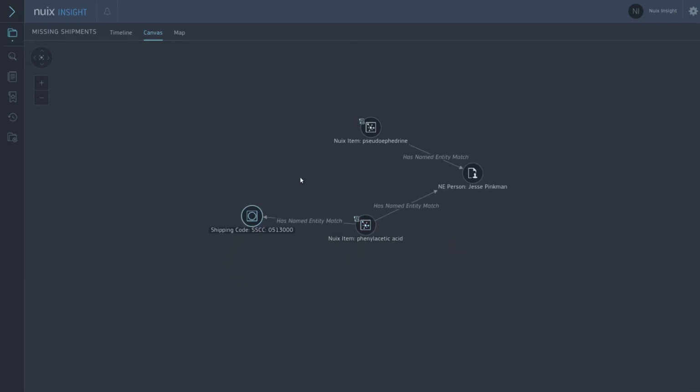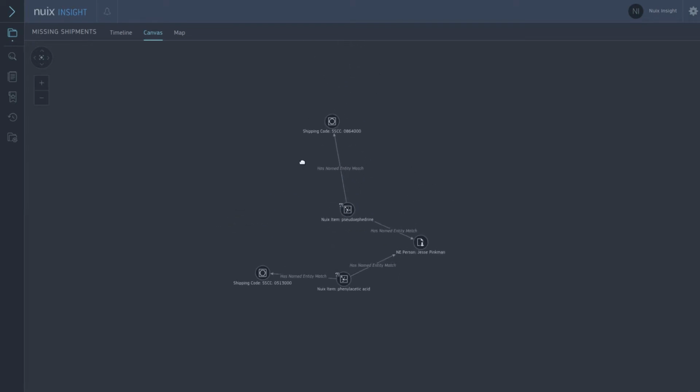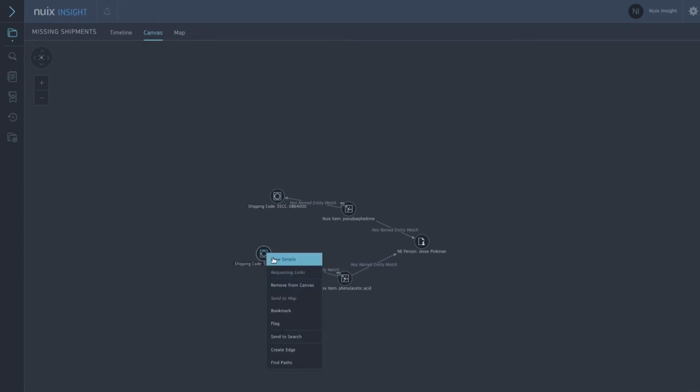So we see we have the shipping codes. Here we go, we have another one. And the solution pack that we have loaded here allows me to also explore the companies that these are registered to. So if I expand these out, it actually resolves for me the companies that are involved in these shipments. So we've pulled those out, and we see that we have a common driver on both of these.